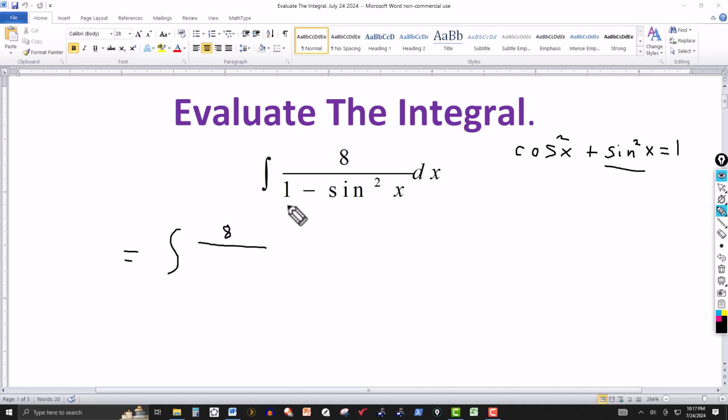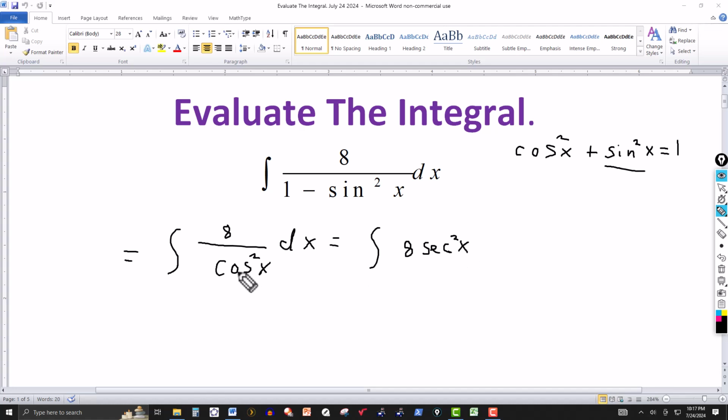So I can replace the 1 minus sine squared of x by cosine squared of x dx. And then this would be equal to, I know that cosine and secant are reciprocals. So if I take this to the numerator, that would give me a secant squared of x.